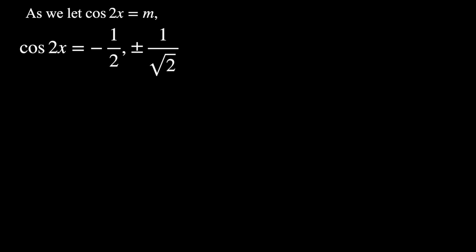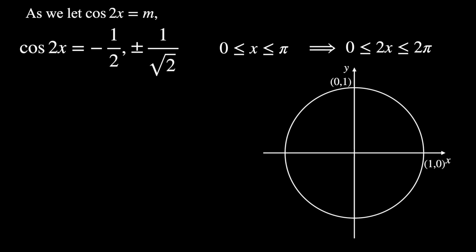And our original range was for x, so if we multiply through by 2, our range for 2x is 0 to 2 pi. So now we can look at our unit circle to finish this off. We have a solution at negative a half on the x-coordinate, so that will give us a solution in the second quadrant where x equals negative half, and in the third quadrant we have a solution at positive 1 on root 2 in the first quadrant and the fourth quadrant, and we have solutions for negative 1 on root 2 in the second and the third quadrants.